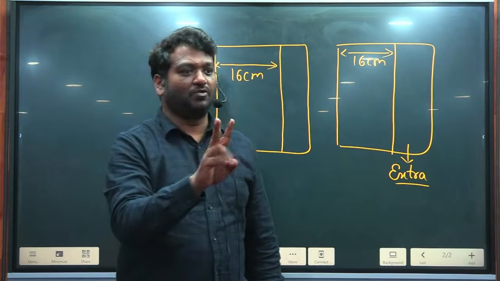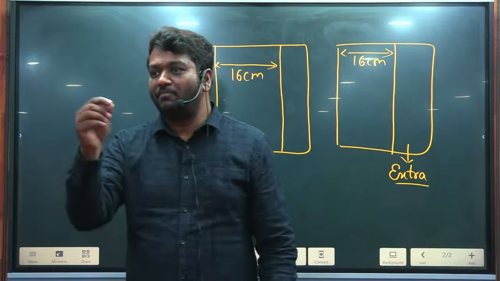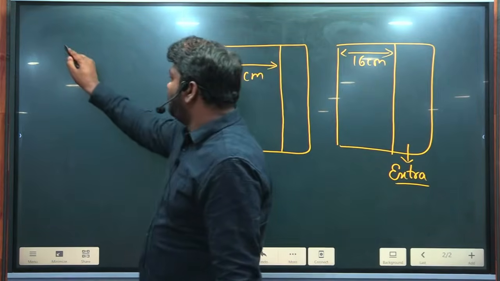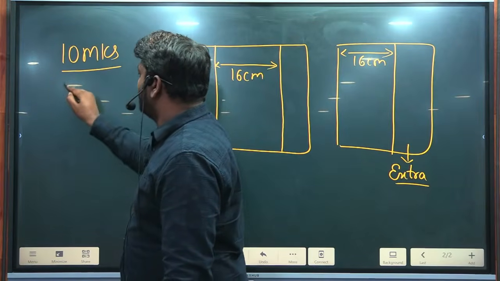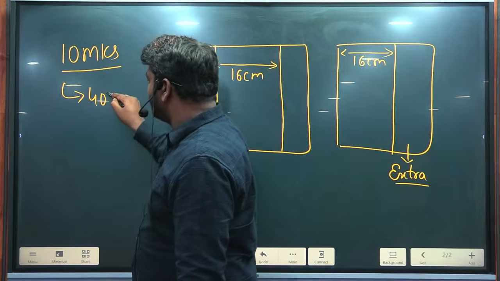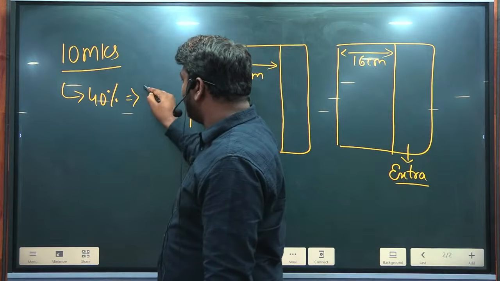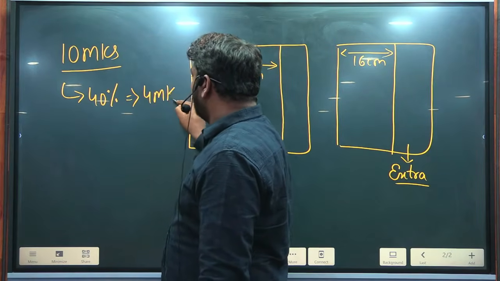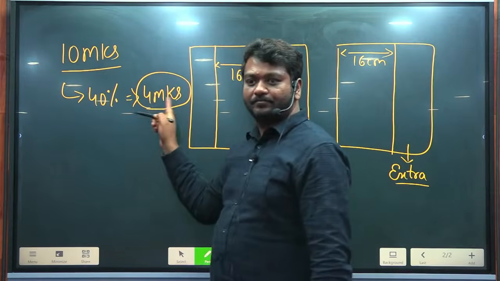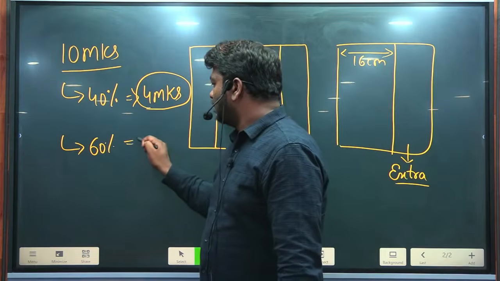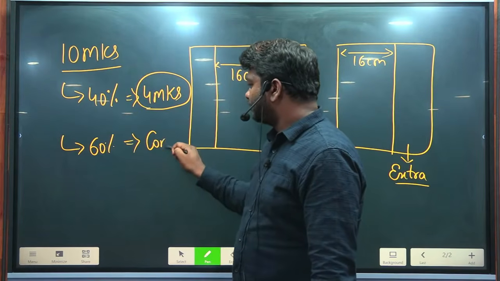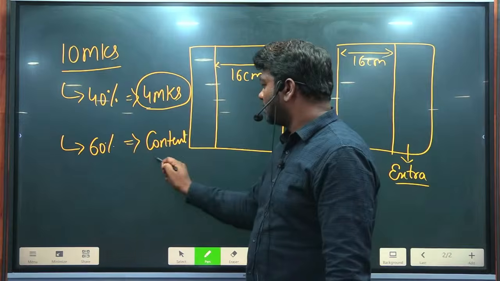15 marks means 2 diagrams. And how are marks divided? If you have 10 marks, 40% of the marks, that is 4 marks, is for diagram. 60% of the marks is for content, that is 6 marks.